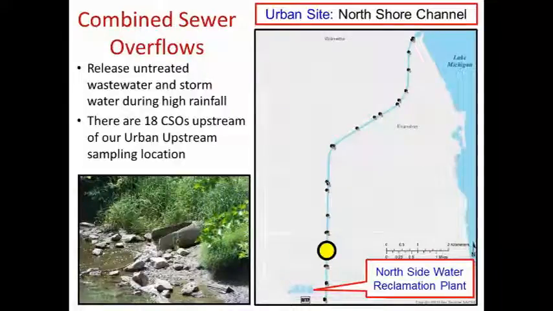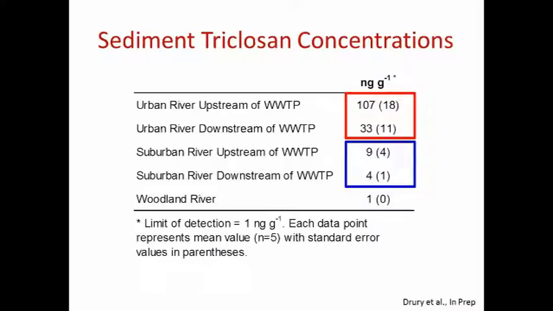So I think this makes perfect sense, that triclosan could then go to the sediment and stay there and result in these high upstream concentrations. So I think that was a really interesting result. I'm not as sure what's happening with the suburban site, although these two numbers are not statistically significantly different from each other. There are some other wastewater treatment plants upstream of my upstream site, but they're a few miles upstream.